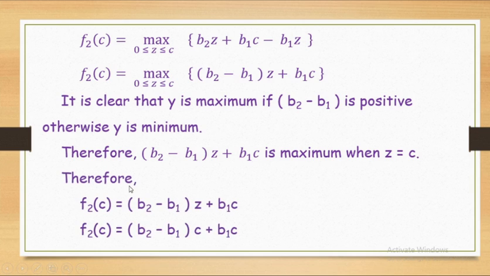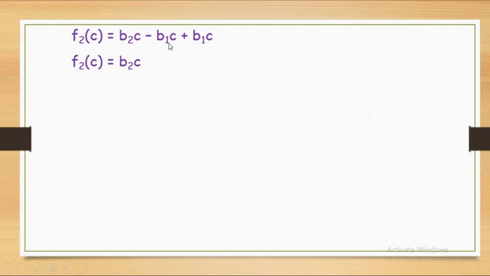Therefore f2 of c is equal to (b2 minus b1) into z plus b1c. Put z equals c here. We get f2 of c is equal to (b2 minus b1) into c plus b1c. Multiplying by c, we get f2 of c equals b2c minus b1c plus b1c. The b1c terms cancel, and we get f2 of c is equal to b2 of c.